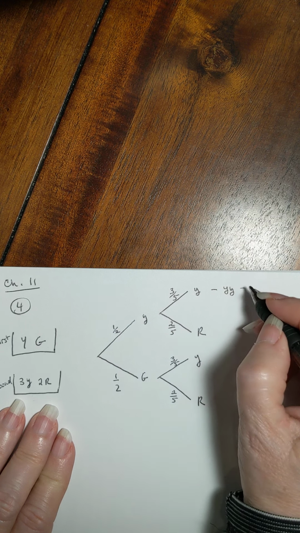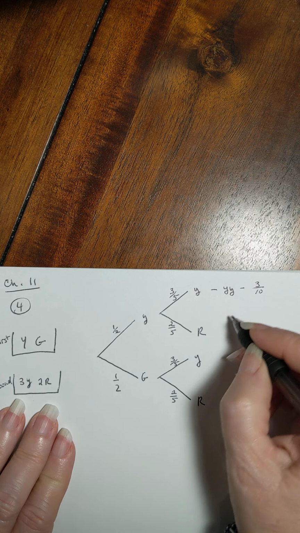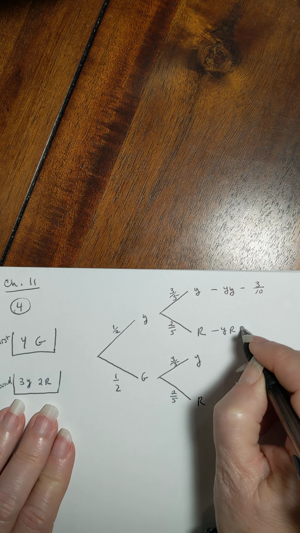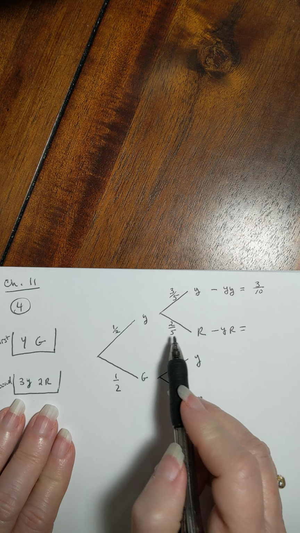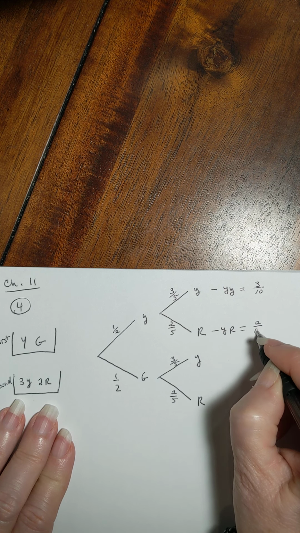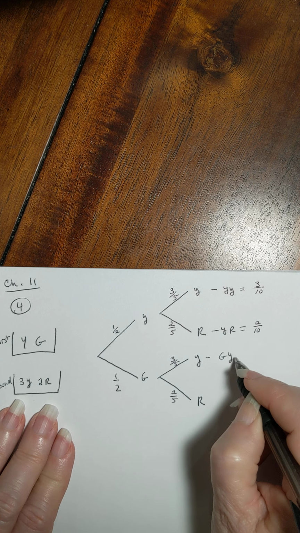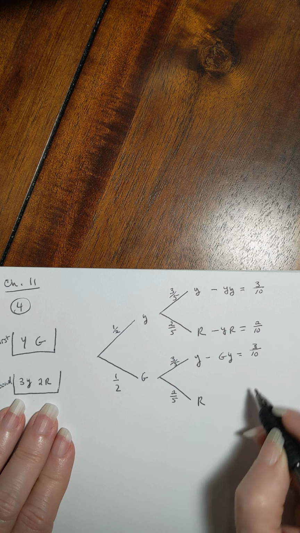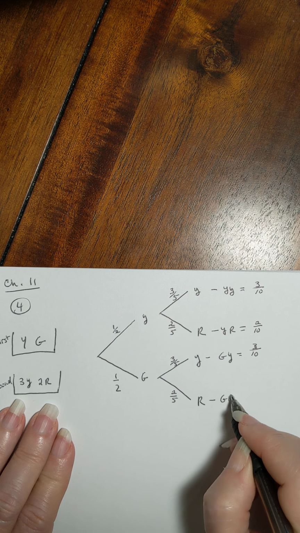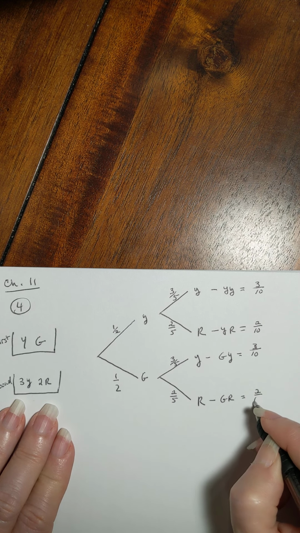So 1/2 times 3/5 would be 3/10. This would be yellow, red, and that would be equal to 1/2 times 2/5 would be 2/10, and I'm not going to reduce that yet. This would be green, yellow, and that would be 1/2 times 3/5 would be 3/10 again. And then this would be green, red, and that would be 1/2 times 2/5, which would be 2/10.